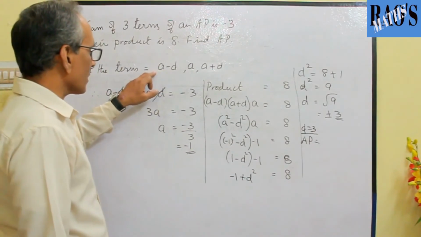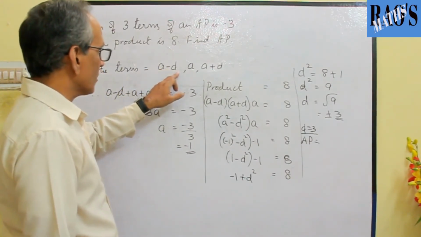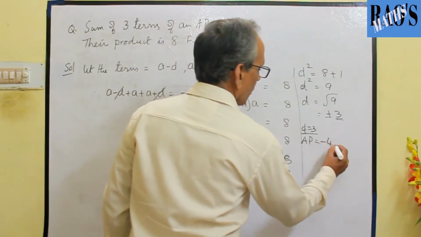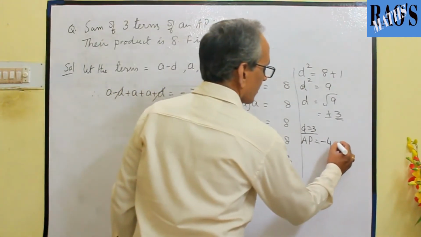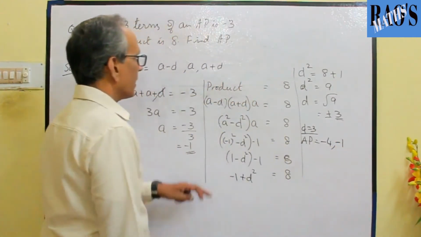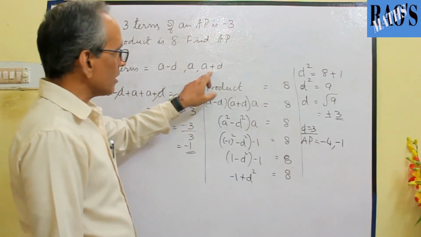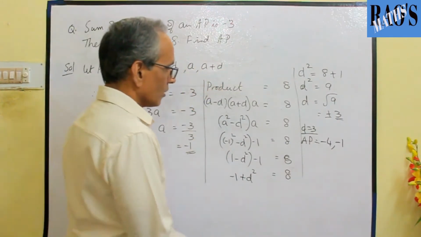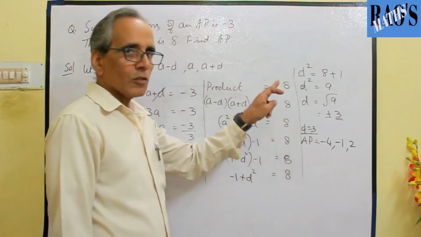Say A is minus 1. Minus 1 minus 3 is minus 4. So the first term is minus 4, then A, that is minus 1, and A plus D. What is A? A is minus 1, D is equal to 3. 3 minus 1 is 2. Okay, this is the AP when D is equal to 3.